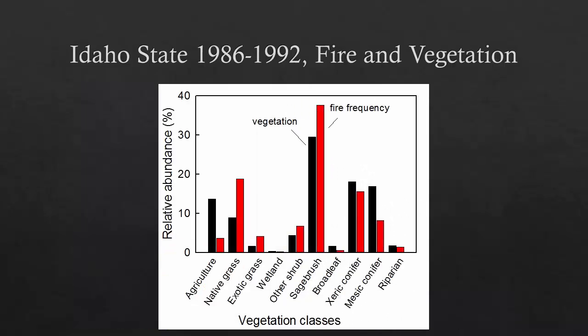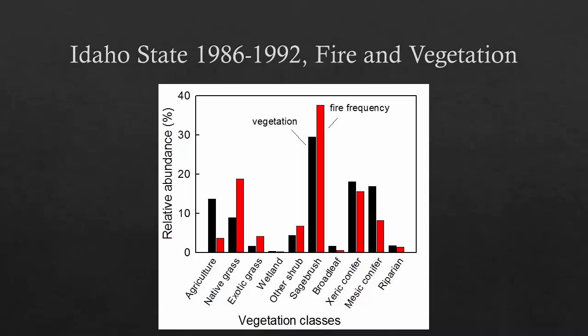This graph shows data extracted from an overlay analysis of the two layers in the previous map, cover types and fire start locations. First, the black bars show the distribution of vegetative cover types in Idaho. For example, around 14% is in agriculture, 8% in native grasses, 3% in exotic species, and so on. Second, the red bars show the proportion of fires, greater than 640 acres, that started in these cover types.